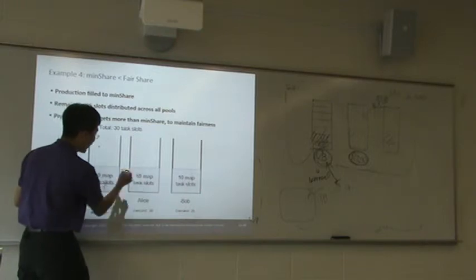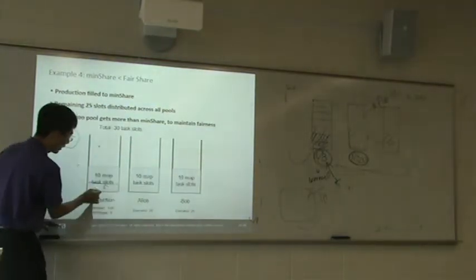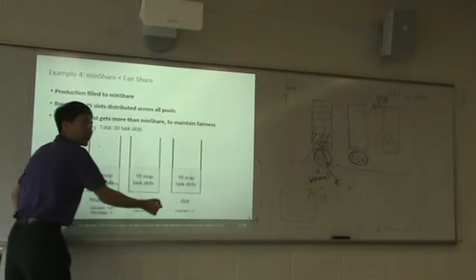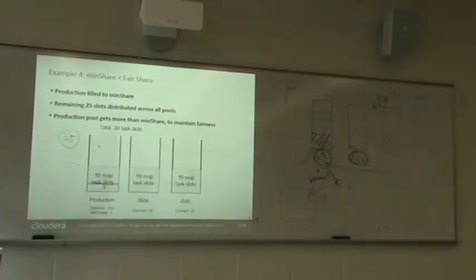Then next, what about 5, 25, 10? You can make it 10, 10, 10. Then this minimum share is satisfied. Yes, so we can assign 10, 10, 10. Then that is the fair share.